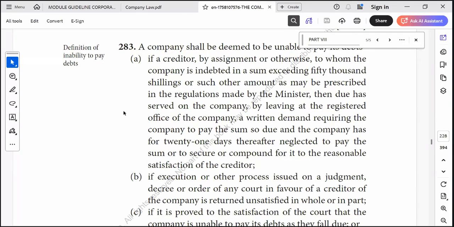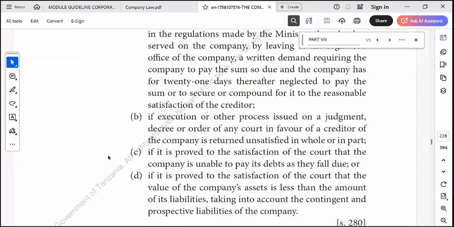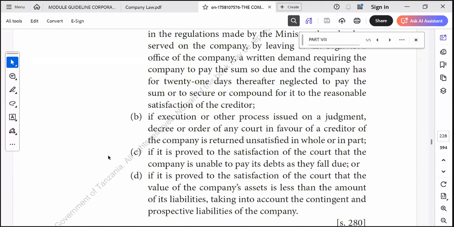The situation or the circumstance where you find a company is deemed as unable to pay debts. The second situation where the company is deemed as unable to pay debts is if execution or other process issued on a judgment, decree, or order of any court is returned unsatisfied in whole or in part. That is, the court has given a ruling, for example that an employee of the company who was terminated is supposed to be paid this amount of money, and the company is unable to do that. Or a company has to take care of something and the company is unable to do that. Then the company will be deemed as unable to pay its debts.